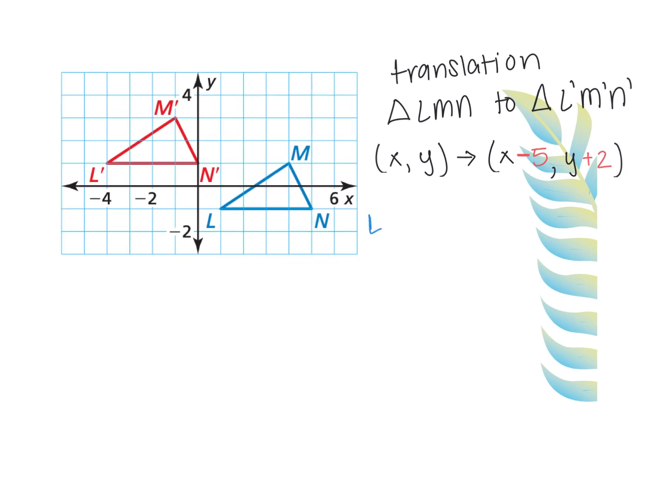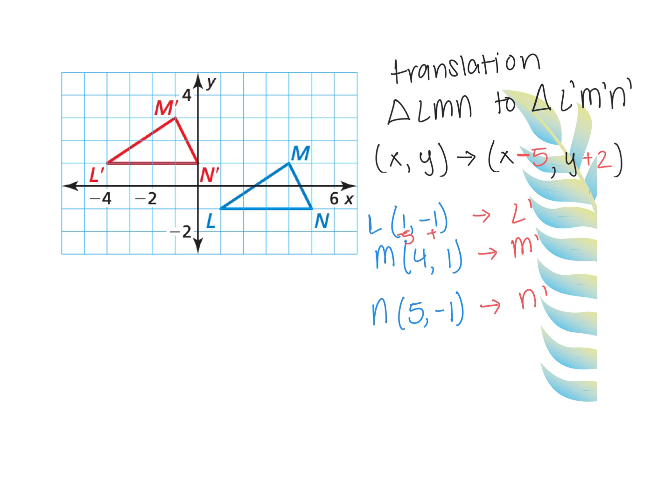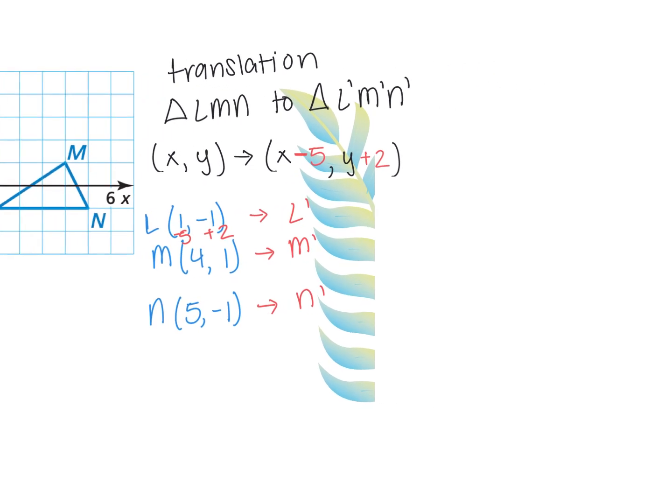And I'm going to go ahead and plug it into my coordinates. I have L, which is 1, -1. I have M, which is 4, 1. And then I have N, which is 5, -1. And now I'm solving it. I'm going to get my new image with the apostrophe. I'm subtracting 5 and I'm adding 2. If you want to write it underneath, that's fine. Or you can just write them to the side.